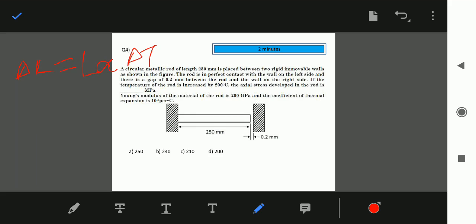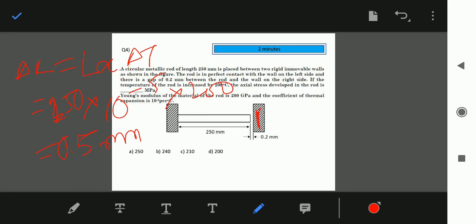Okay, so we know the length is 250. We know alpha is given as 10 to the power minus 5, and delta T is 200. On calculating we get 0.5 into 10 to the power minus 3 meter, that is 0.5 millimeter. So up till 0.2 there will be no stresses induced in the bar, but after that a brick is there, and it will resist the elongation, and a stress will be developed.